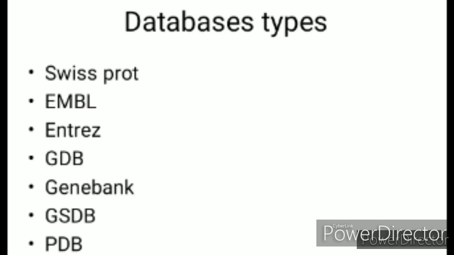Now let's see the databases that are used as tools in bioinformatics. Firstly, SwissProt, which is a database used as a tool to get information about protein sequences. Secondly, EMBL. This gives information about the gene. Then Entrez, it has a collection of genes. GDB is called the gene database. And GenBank has the information about the gene sequences.